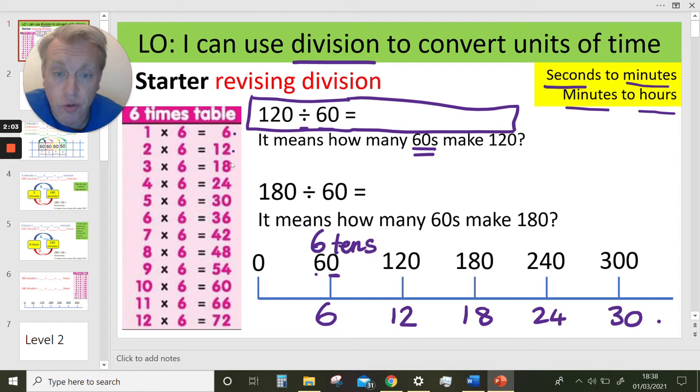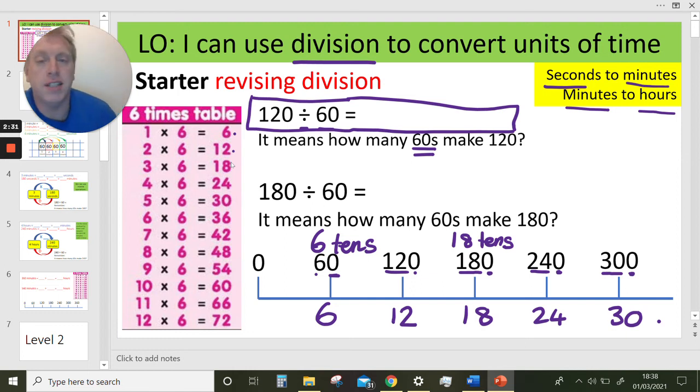So we count not 6 but 60. Not 12 but 12 tens, 120. Not 18, but 18 tens, 180. 240, 24 tens. Not 30, but 300. Can you see? That's going to be very important in our lesson today.